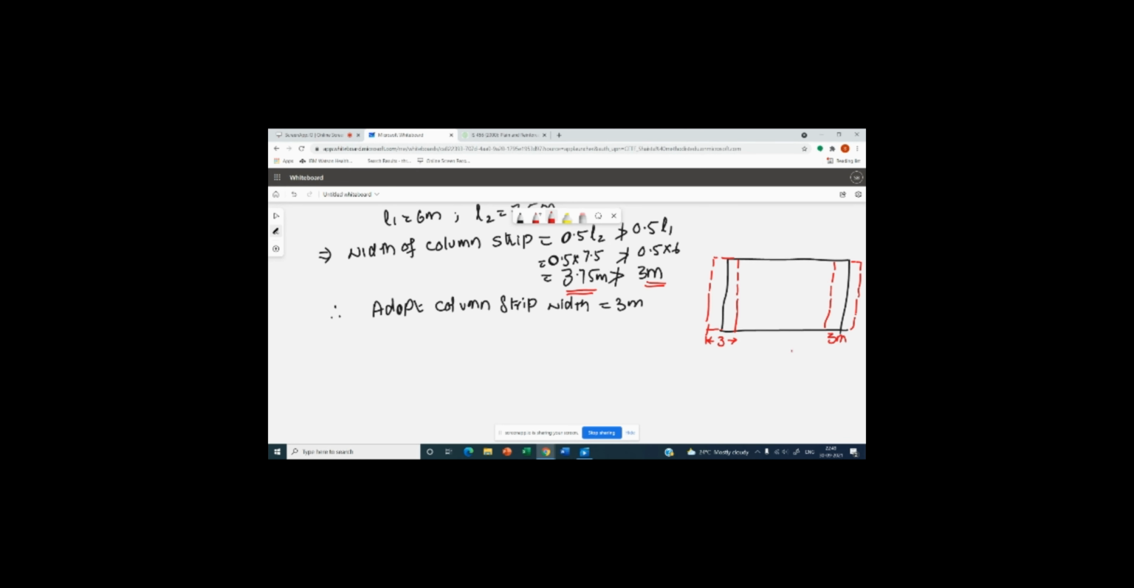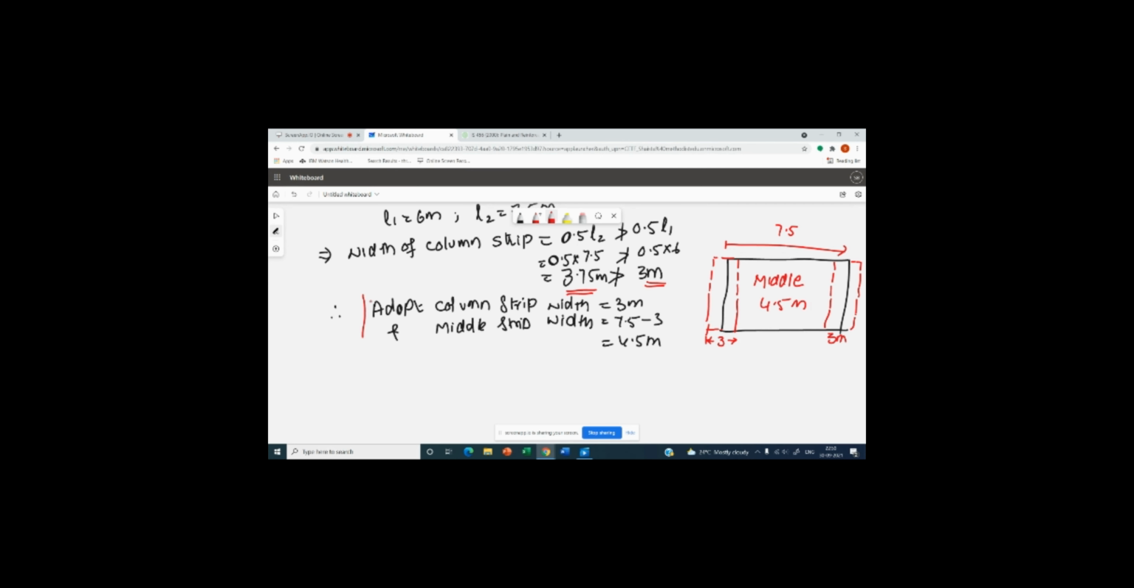along 6 meters. Now this total was, if you remember, 7.5. The column strip is 3, so half of 3 and half of 3, together 1.5 plus 1.5, is 3. Then our middle strip will be 7.5 minus 3, which is 4.5 meters. So that is what we'll write down here: adopt column strip width of 3 meters and middle strip width equal to 7.5 minus 3, 4.5 meters.